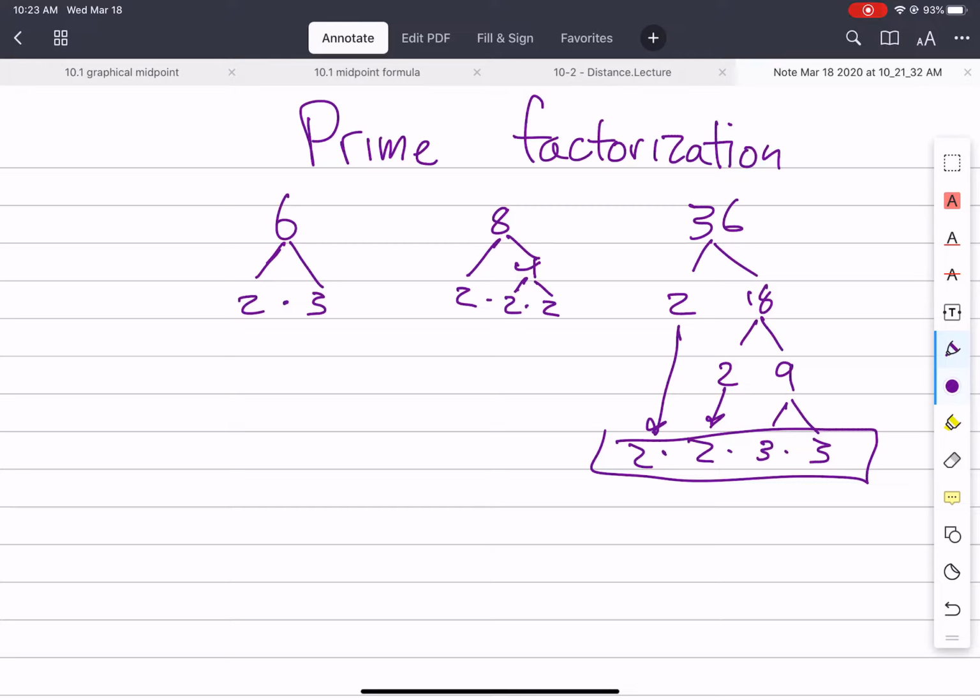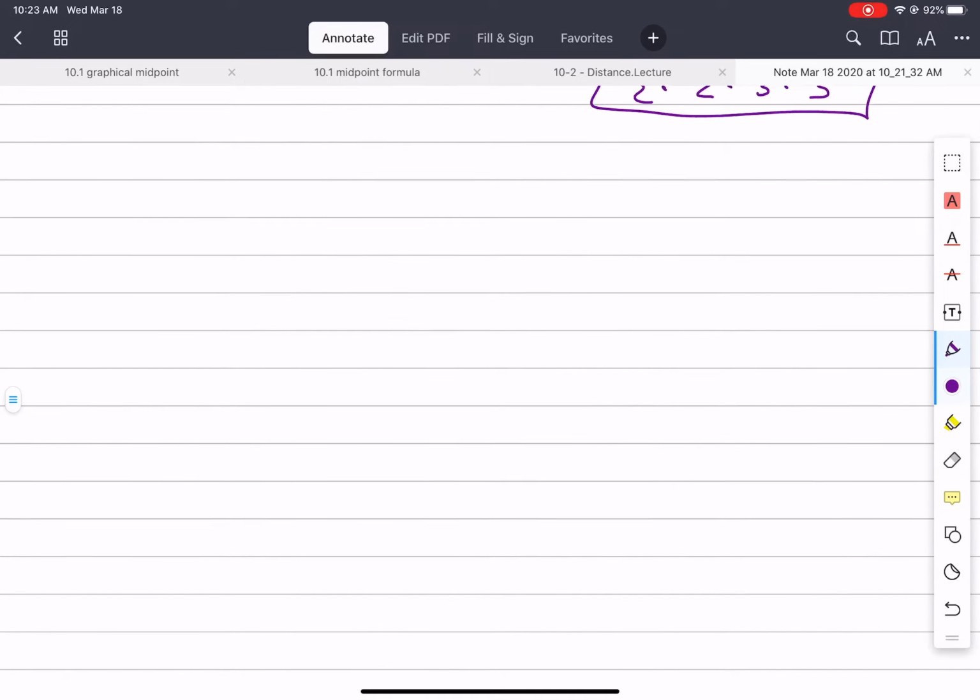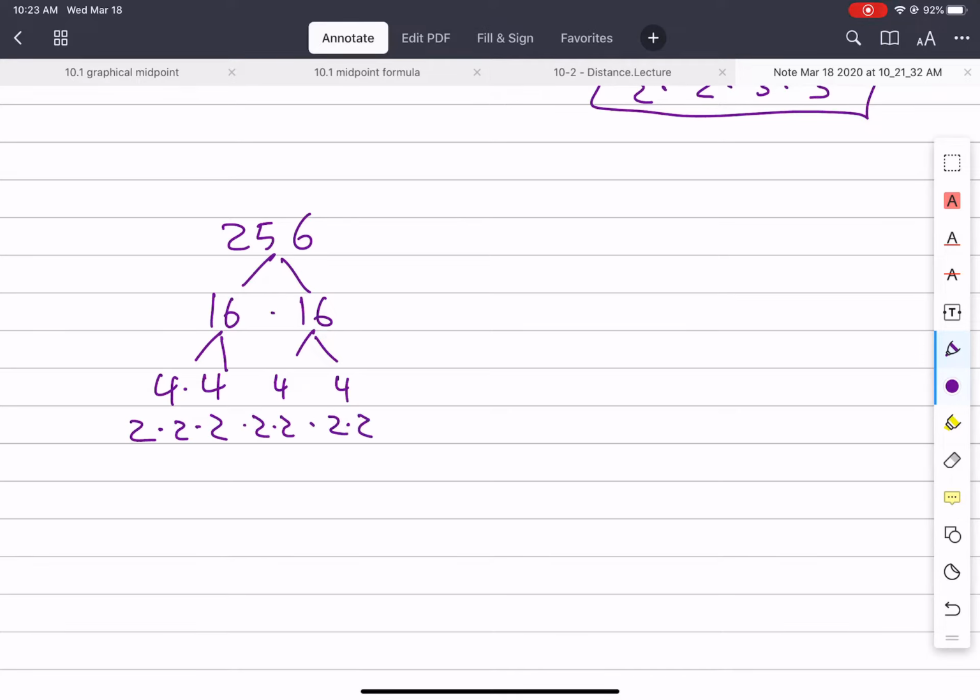For the way we're going to be dealing with these numbers, if you have something like, let's say 256, a lot of people will split that into 16 times 16, and then 16 is 4 times 4, and 4 times 4, and then 2 times 2 times 2 times 2 times 2 times 2 times 2. I find this to be more confusing when you're trying to break out bigger pieces.